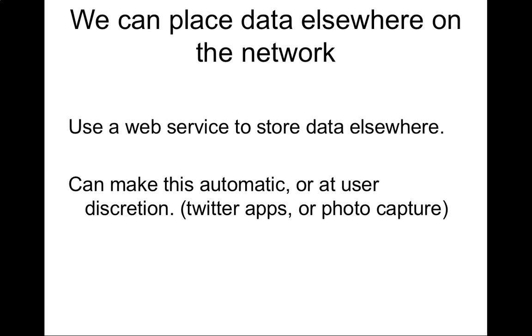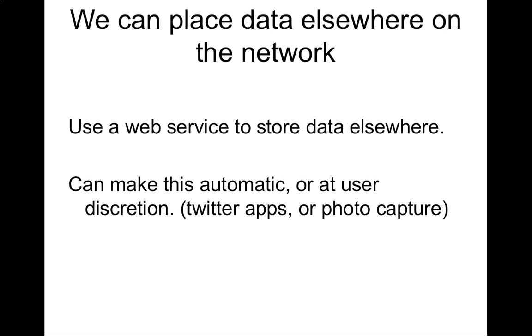Okay, so writing larger files, writing files that get shipped with the app, writing files while the app is running, we'll store it in the app space with the file. You can place data elsewhere on the network, as we've seen before. We can use web services to store data elsewhere, like that JPEG file that got downloaded and put into the image view. You can make this automatic or at the user's discretion.